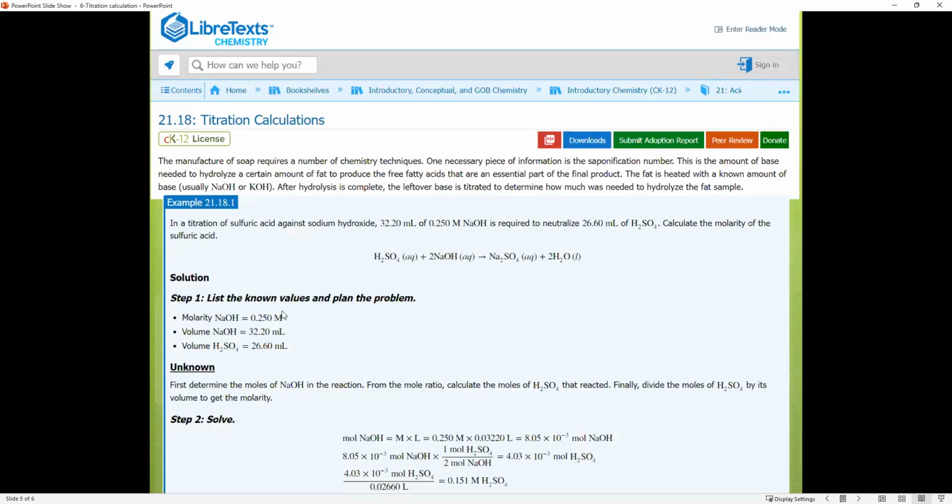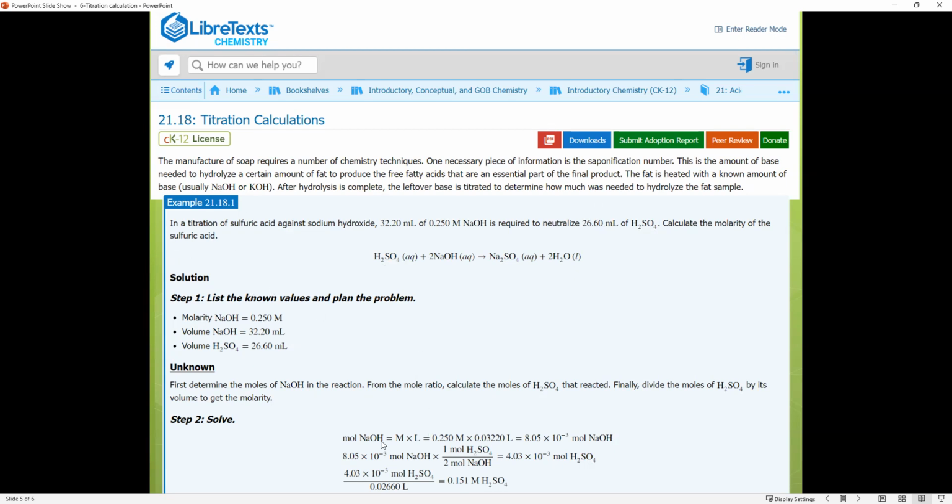Here's another view at the same type of problem, from Kim Libre, given volumes and concentrations. We know volume and concentration for one of the species. That allows us to find the moles of that species. Then through the balanced equation, we get moles of the other. And now we know moles and volume, we can find the concentration.